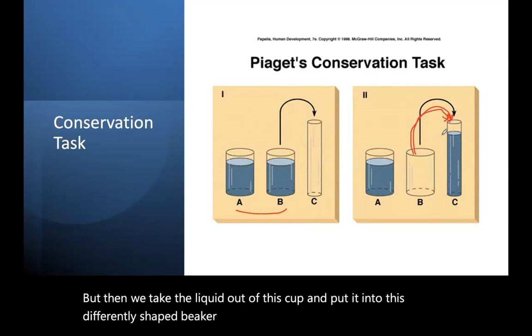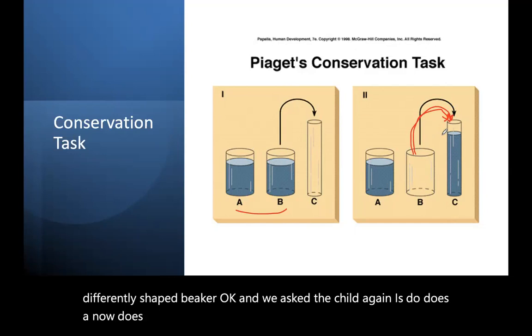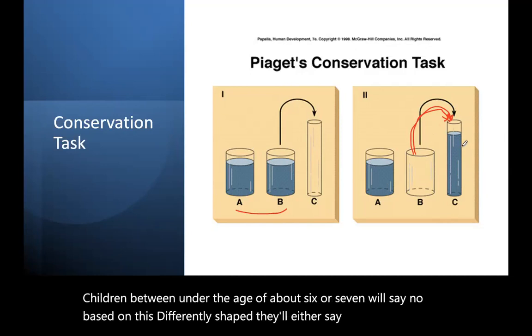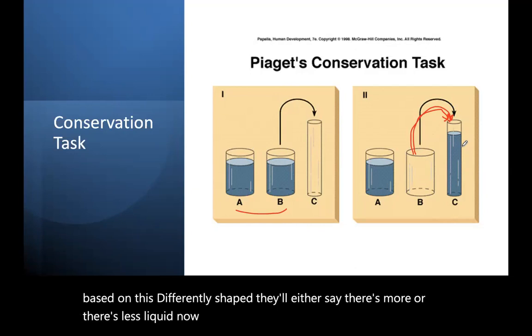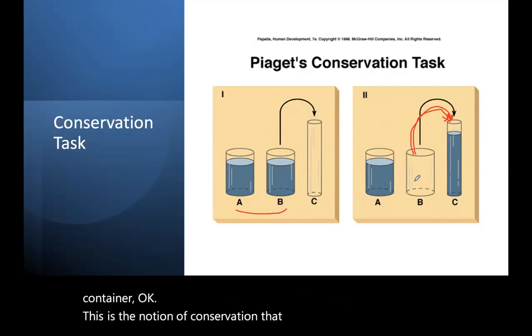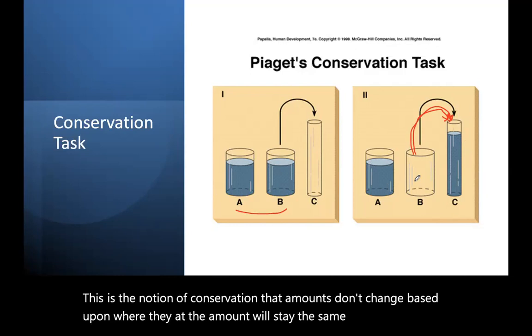Okay. And we ask the child again, do A and C have the same amount of liquid? Okay. Children under the age of about 6 or 7 will say no. Based on this differently shaped container, they'll either say there's more or there's less liquid now. Okay. Children over the age of 6 or 7 will say, yes, it's still the same amount. It's just in a differently shaped container. Okay. This is the notion of conservation, that amounts don't change based upon where they're at. The amount will stay the same. Okay. So this is task one.